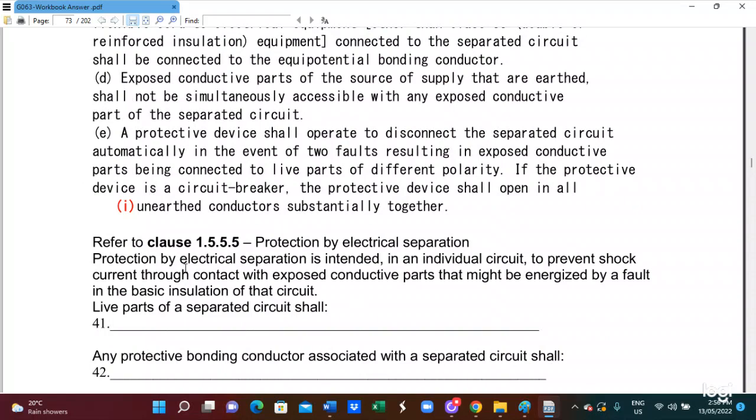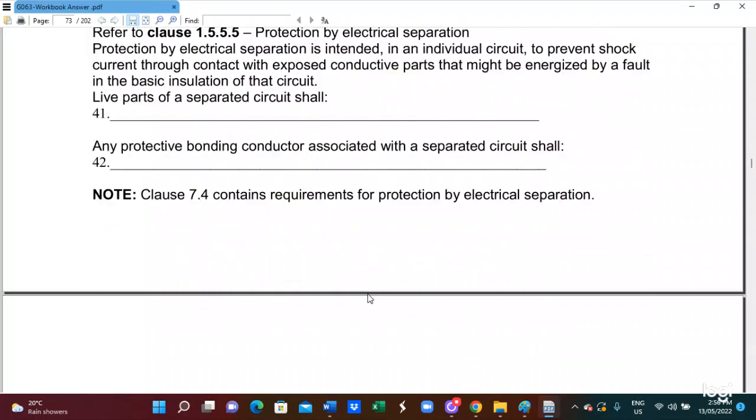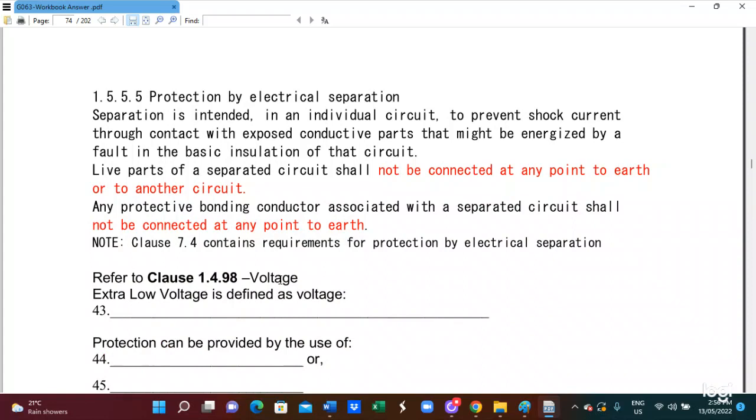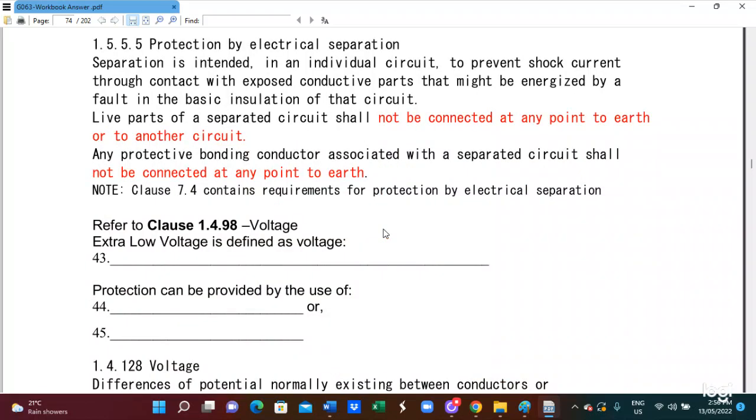So protection by electrical separation: the intent is for the individual circuit to prevent a short circuit through contact with a conductive part that might be energized by a fault in the basic insulation of the circuit. The separated circuit must not be connected at any point to another circuit. So this is an important aspect. If you do this protection by electrical separation, the circuit shall not be connected at any point at all to another circuit. So any protective bonding conductor associated with the separated circuit shall not be connected at any point to earth.